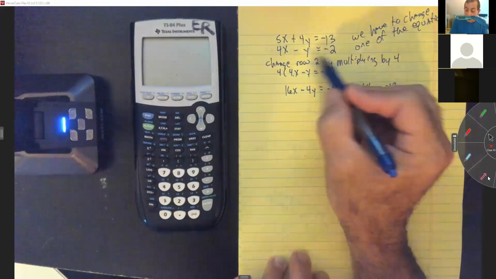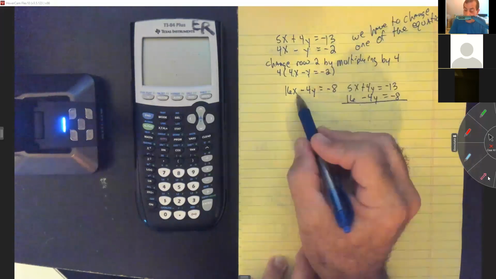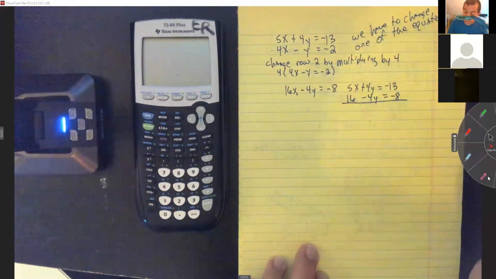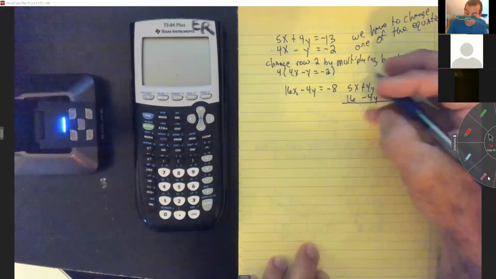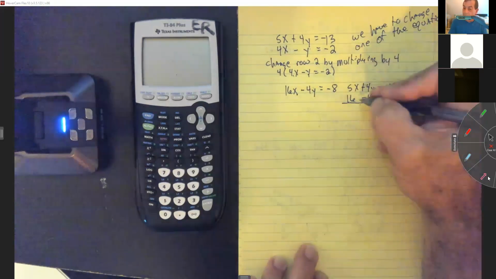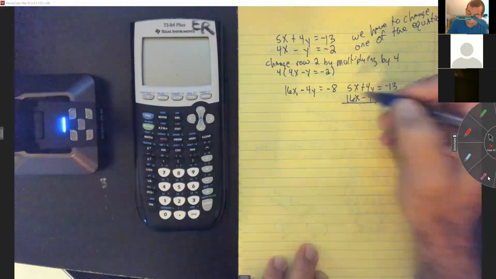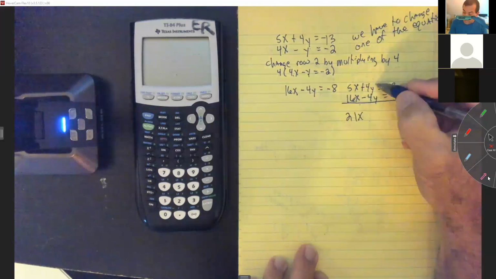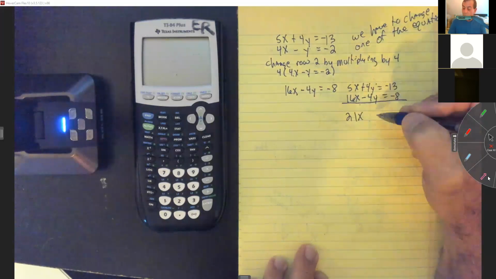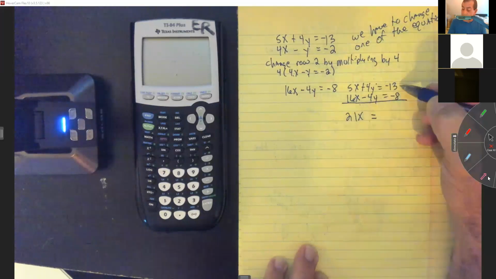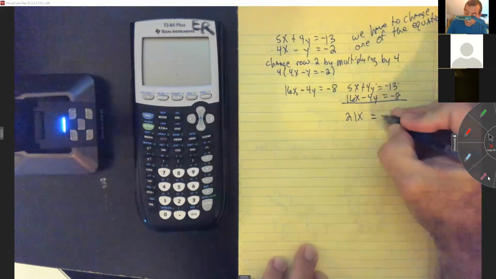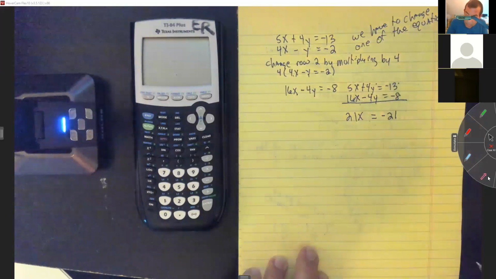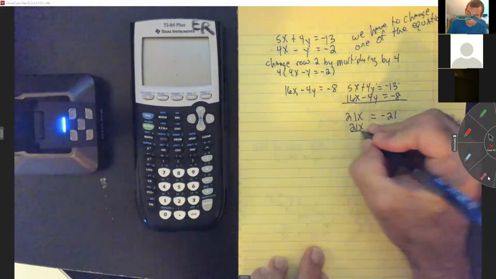So I changed the second row into 16x minus 4y equals -8. Now I can add these and get rid of the y. So 5x, whoops, that was a 16x there. So 5x and 16x give you 21x. The 4y and -4y cancel, and 21x is going to equal -13 and -8, which is -21. Now to solve that for x, we'll divide both sides by 21.